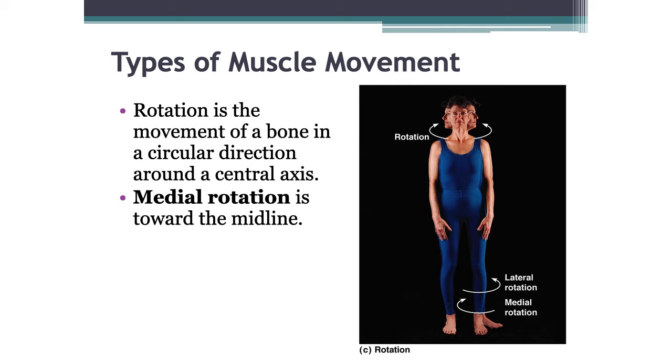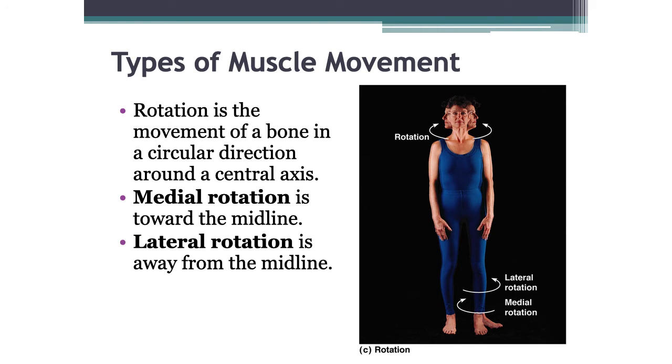Rotation is the movement of a bone in a circular direction around a central axis. Medial rotation is toward the midline. Lateral rotation is away from the midline. So if you were to take your hand and put it straight out in front of you up against a wall, and you were to rotate it out to the outside, it's lateral. Medial is toward the midline.